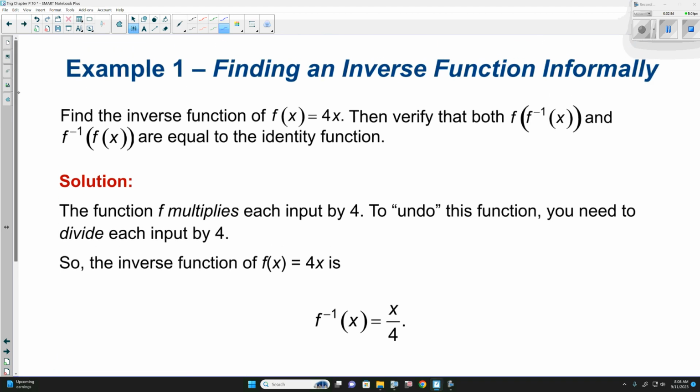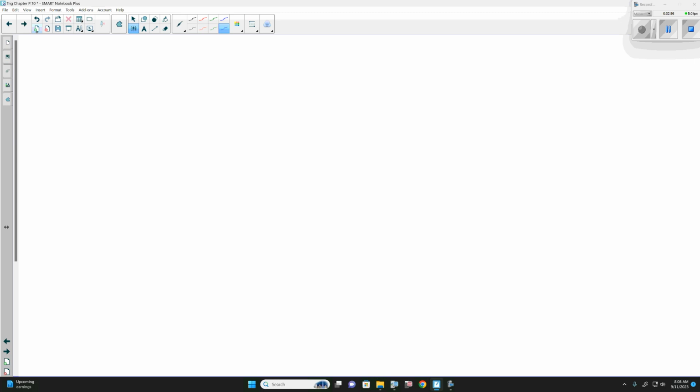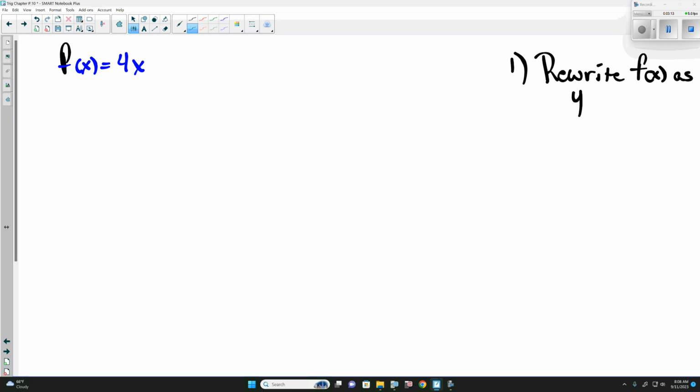So find the inverse of f of x equals 4x. So if we want to find the inverse, there's several main steps. First is to rewrite f of x as y. Now, if we already have the equation as y equals, we don't have to do this step. It's already done for us. But here, we can rewrite it as y equals 4x.